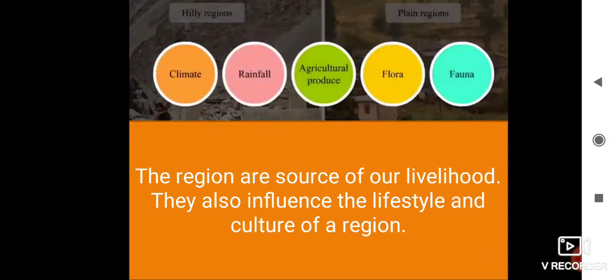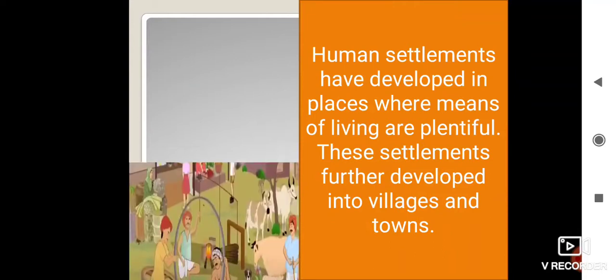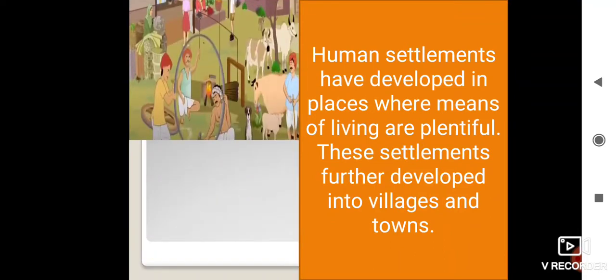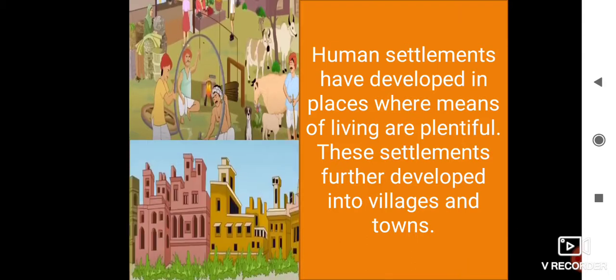The climate, rainfall, agricultural produce, flora and fauna of the region where we live are the sources of our livelihood. Flora refers to plants and fauna refers to animals. They also influence the lifestyle and the culture of a region. Human settlements have developed in the places where the means of living are plentiful. These settlements further developed into villages and towns.